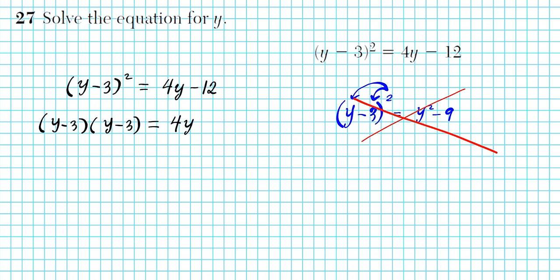Equals 4y minus 12. So here we're going to distribute twice, or FOIL it out since we're dealing with the product of binomials. So we go first, outer, inner, and then last. Okay? All right, let's expand it. y times y is y squared. y times 3 is negative 3y. Negative 3 times y is negative 3y. Plus 9. Remember, minus times minus is plus. Equals 4y minus 12. Now, what kind of equation is this?